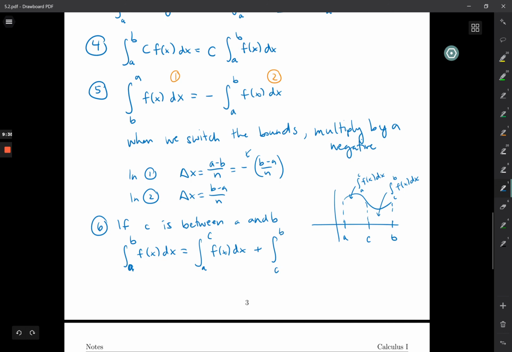And this really comes in handy because sometimes there's a convenient place to split to make an integral a little bit easier to calculate. Like I said, it may not come up necessarily in this class, but definitely in the next class, in Calc 2, that is.